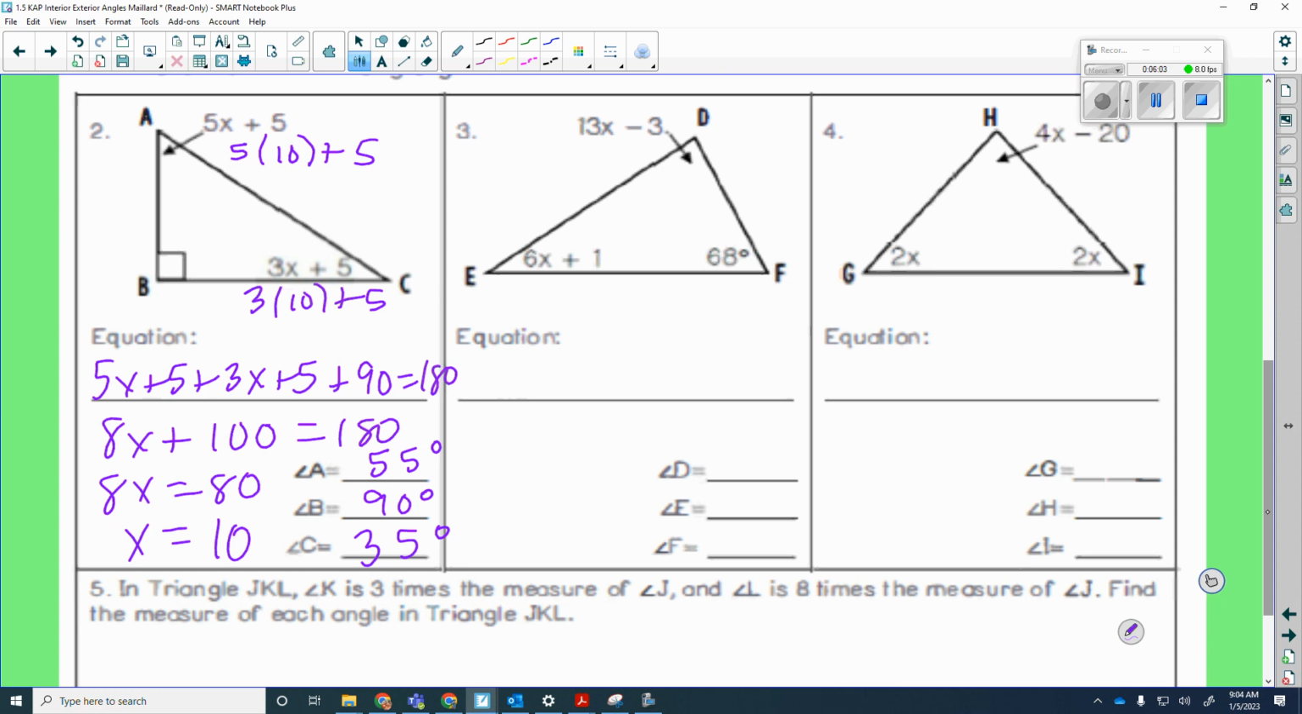55 plus 90 plus 35. Does it equal 180? Yes. So, this is a quick little check. It worked. Okay? Y'all want to try one by yourself?